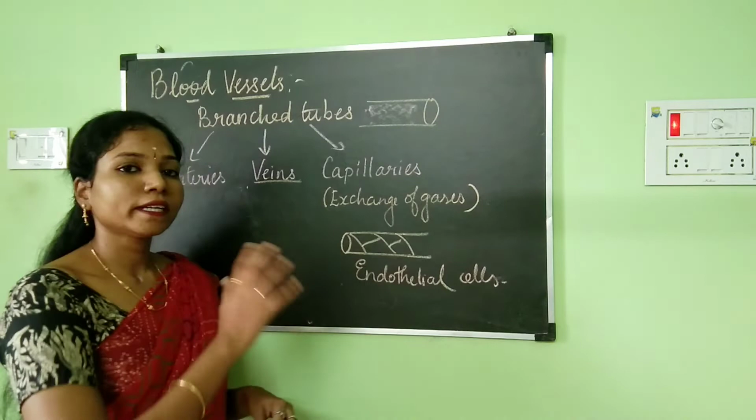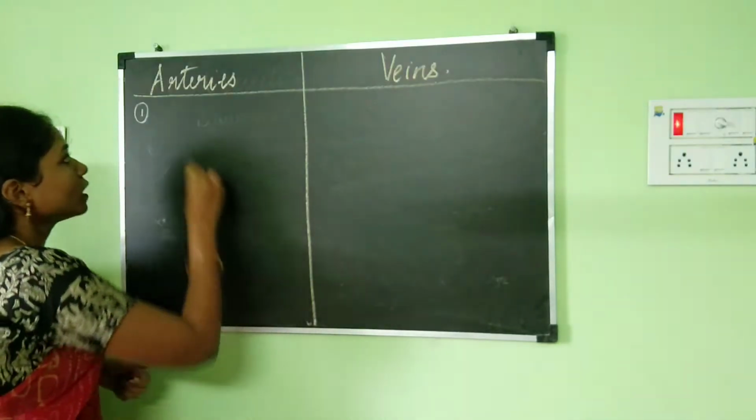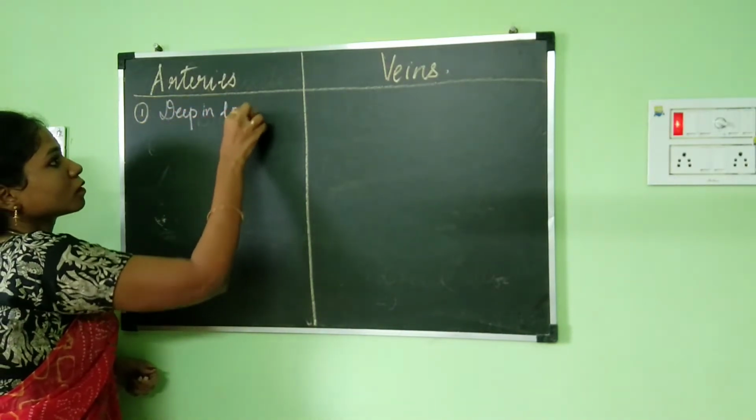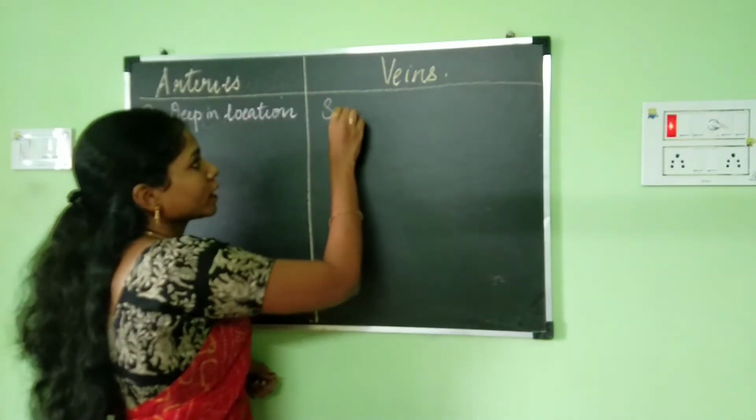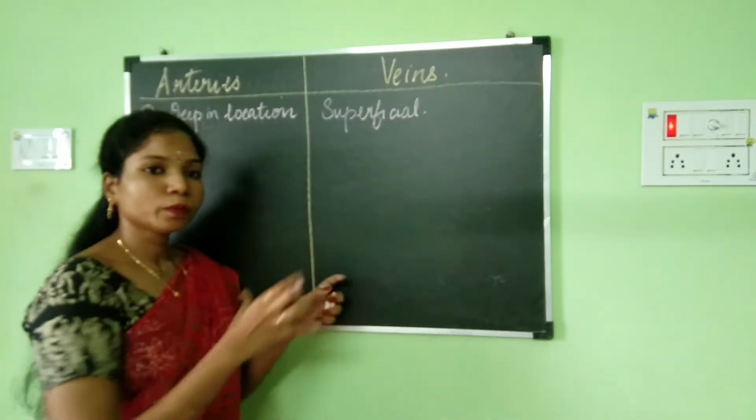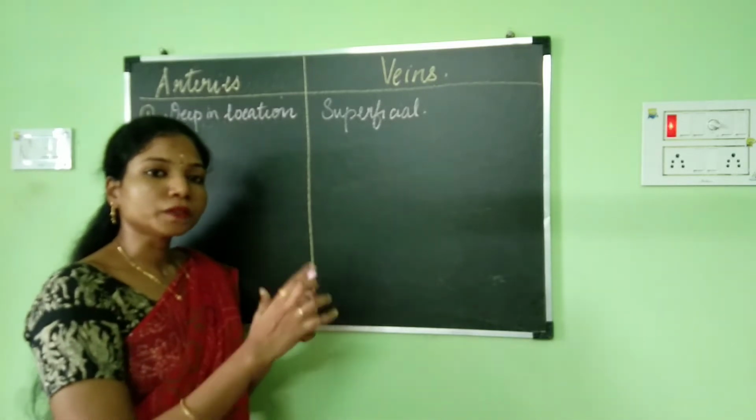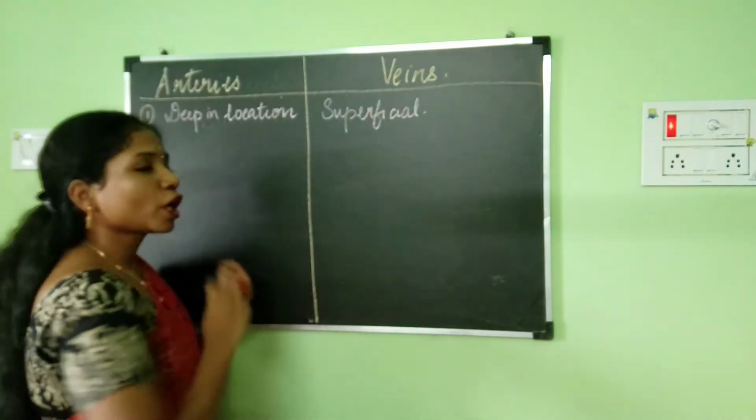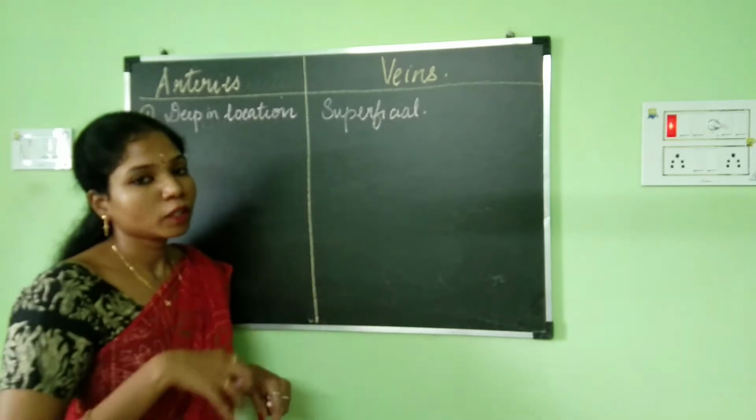Now let's discuss the difference between the arteries and the veins. The first difference is arteries are deep in location and veins are superficial in location. What is the meaning of superficial? Superficial means it is going to be on the surface. So you will be able to see the veins very clearly on the surface of your body, but you will not be able to see the arteries like that because arteries are very deep in location.